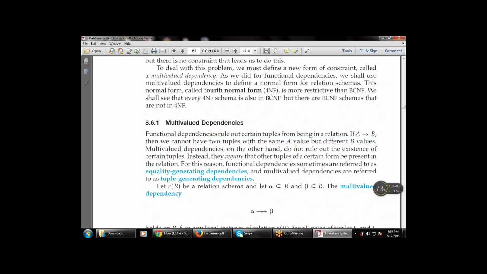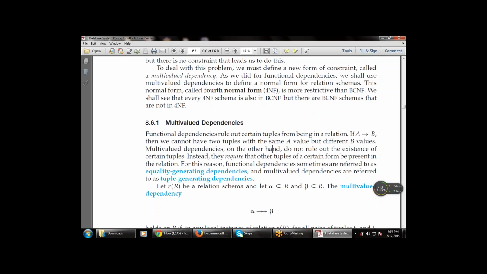Functional dependencies rule out certain tuples from being in a relation. That is, if A arrow B, then we cannot have two tuples with the same A value but different B values. Multi-value dependencies, on the other hand, do not rule out the existence of certain tuples. Instead, they require that other tuples of a certain form be present in the relation.